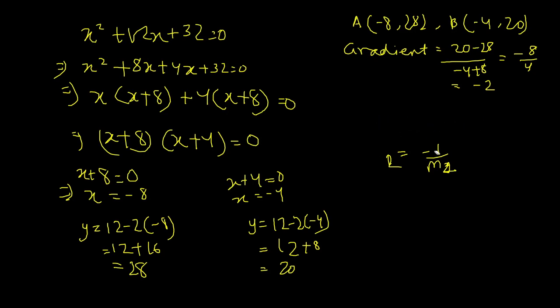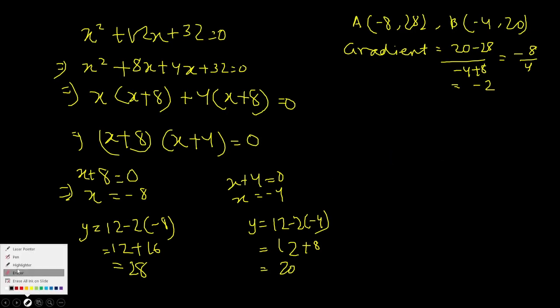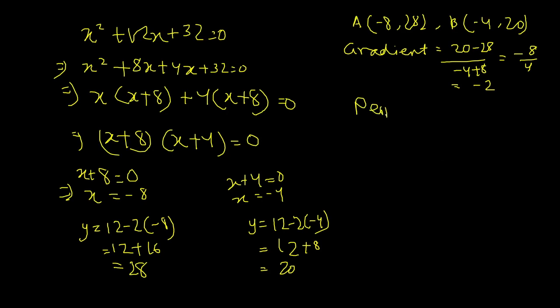It means that we actually have to multiply it, instead I have to say that this perpendicular gradient is going to be minus 1 by this thing, so that we get half. Basically we can also say negative reciprocal of this gradient. Now we have to find the midpoint.